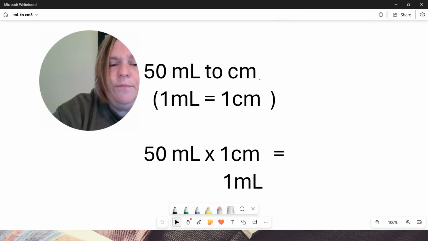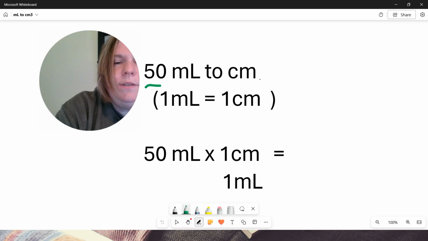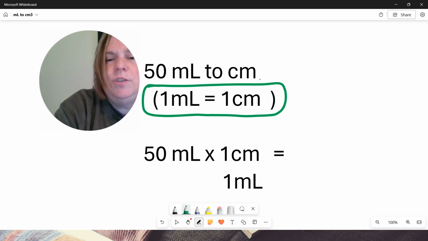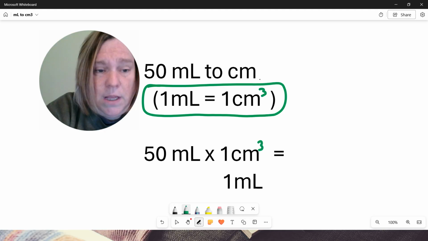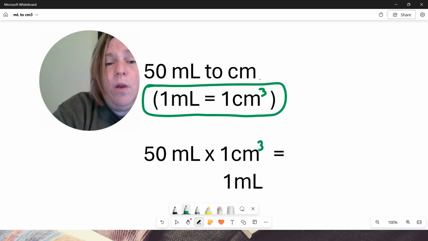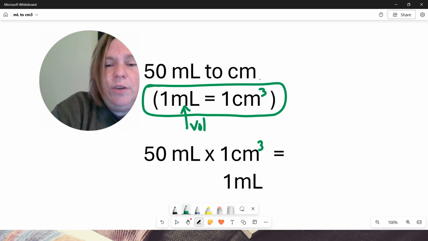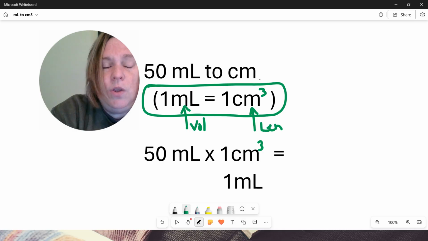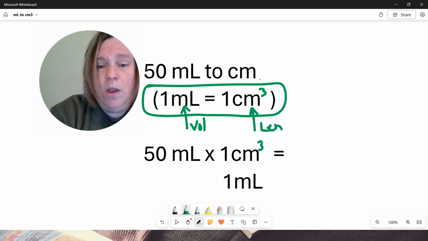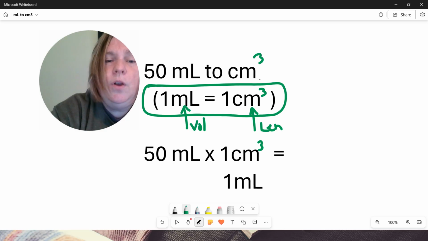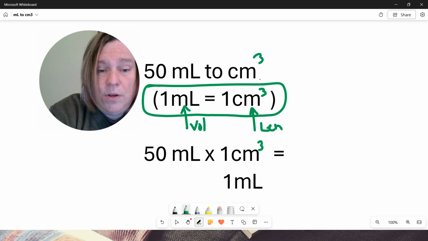I threw this one in for an important reason. I always make my students learn this relationship. Oops, and I forgot my cube on here. Let's put that on there. So 1 milliliter is equal to 1 centimeter cubed. And that's a pretty easy thing to remember. But what's really important about this relationship, it gives us a relationship between volume and length. And we can use that in many ways down the road. So let's convert 50 milliliters to centimeters cubed.